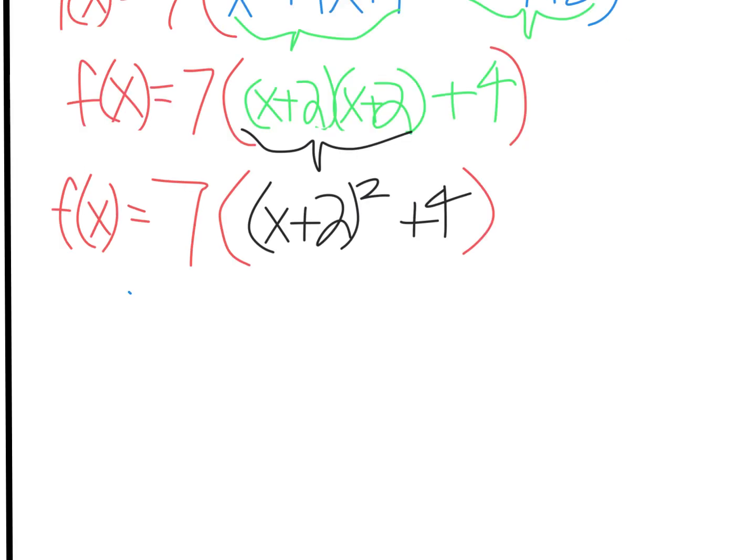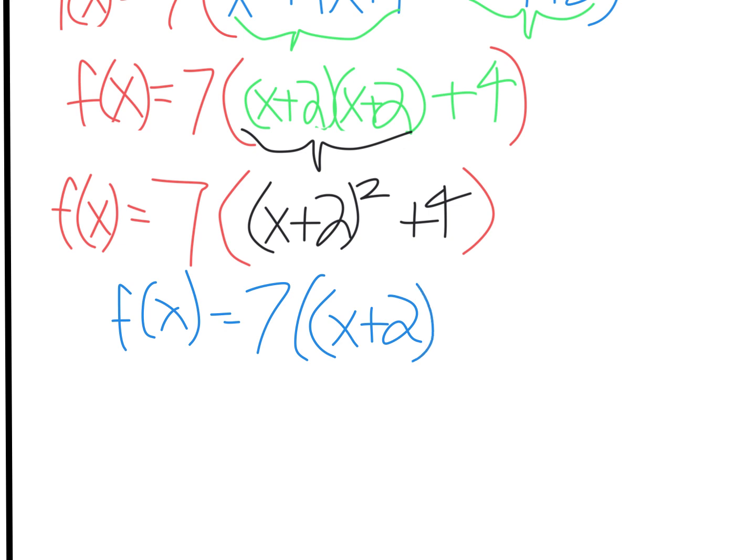If you were typing in this answer in Schoology, you would do f of x equals 7 parentheses, then parentheses again, x plus 2, and then this symbol would raise it to the power of 2, and then you'd put plus 4 close parentheses. So that's how you type it into Schoology.